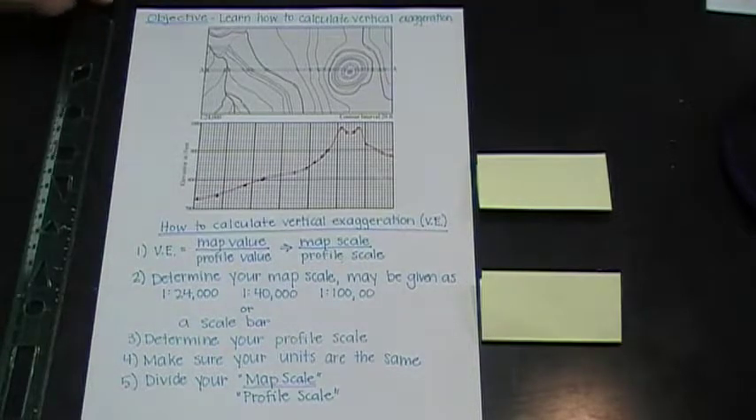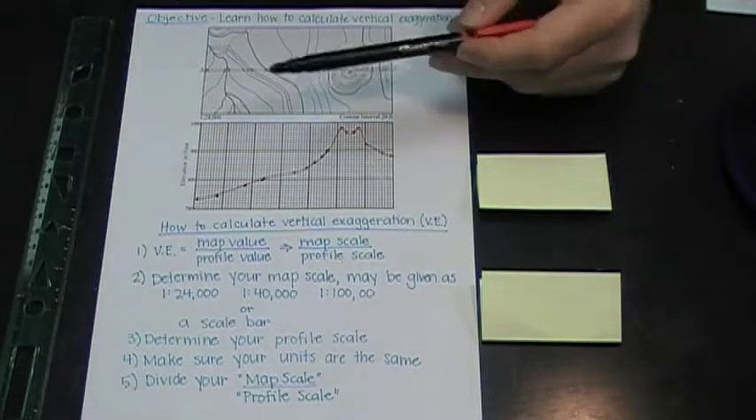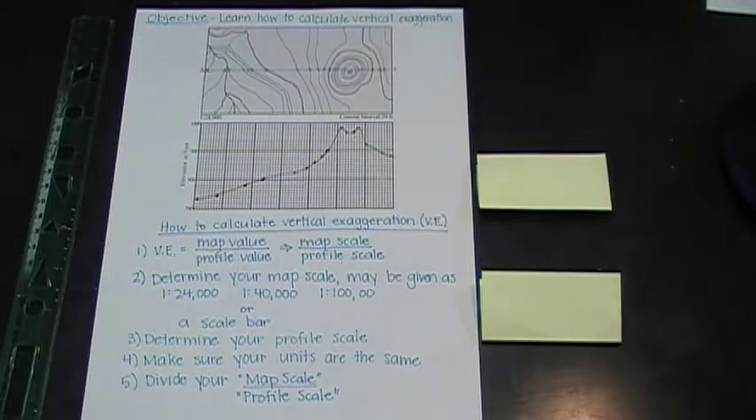So the first thing we want to learn is we need to make sure our units are the same. I always encourage everyone to go to the bigger units. So with that being said, I need to convert my map scale units into feet so I can properly use them when we start to calculate our profile, which we will then use to calculate vertical exaggeration.